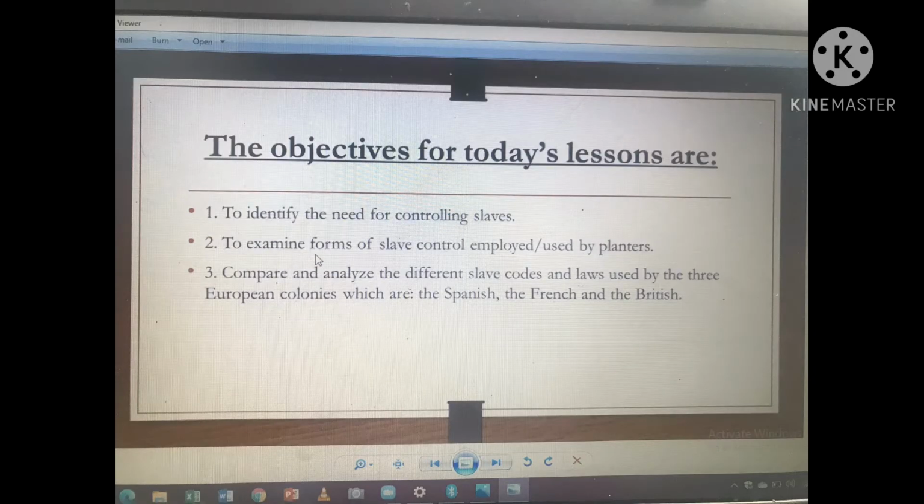The objectives for today's lesson are: 1. To identify the need for controlling slaves. 2. To examine forms of slave control employed or used by the planters. And 3. Compare and analyze the different slave codes and slave laws used by the 3 European colonies, which are the Spanish, the French, and the British.